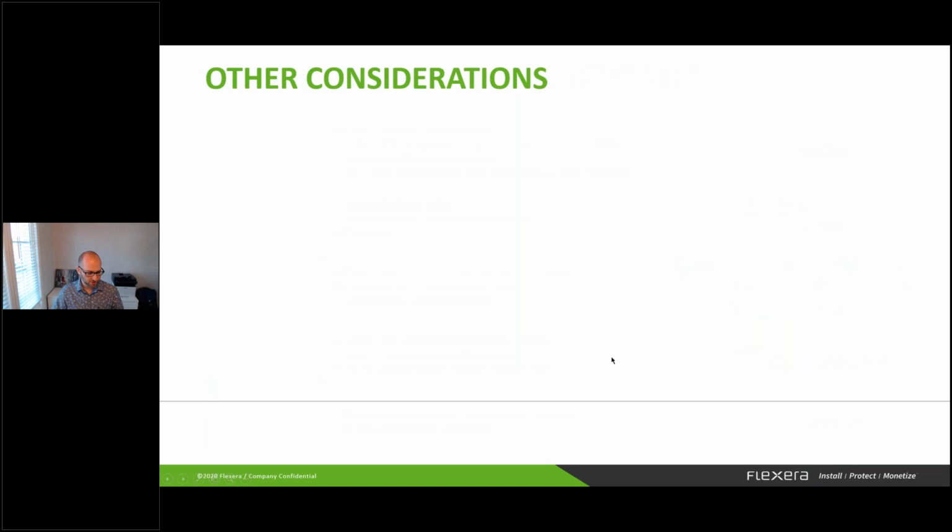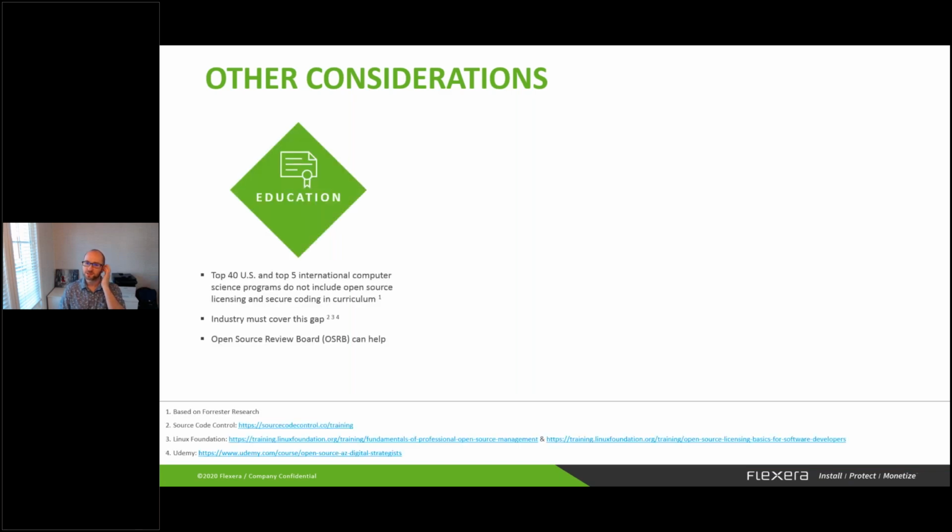Okay, so I wanted to switch gears a little bit here and talk about some other considerations, right? So we've talked about how we got here. We talked about what is SCA and what are the different elements of process and various scan contexts where it makes sense to introduce scanning and potentially some manual process as part of your development lifecycle. Now I really wanted to focus on some more industry topics. So first one is education.